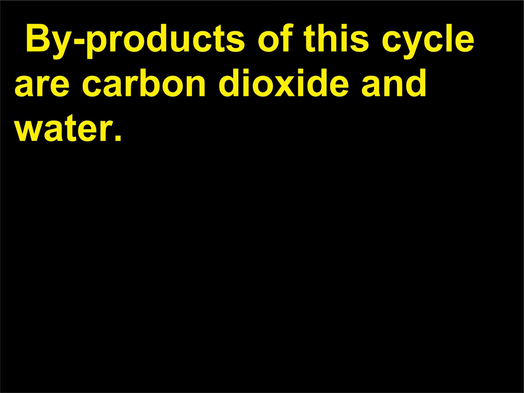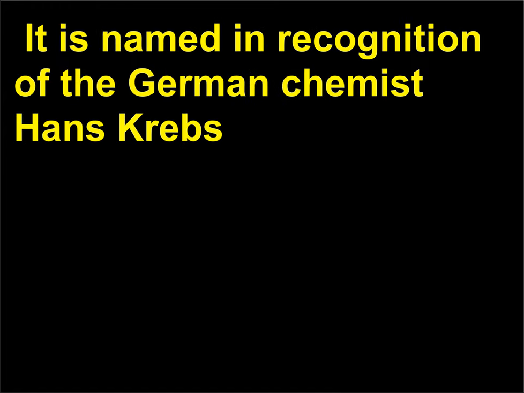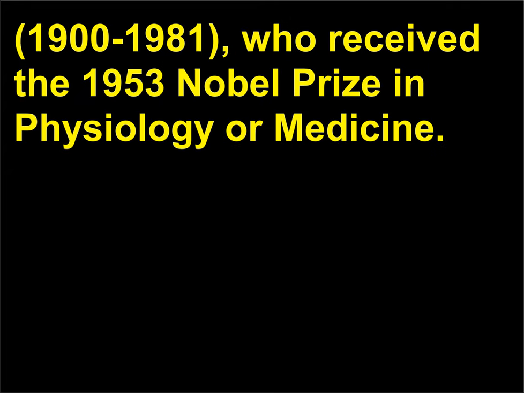Byproducts of this cycle are carbon dioxide and water. It is named in recognition of the German chemist Hans Krebs, 1900-1981, who received the 1953 Nobel Prize in Physiology or Medicine.